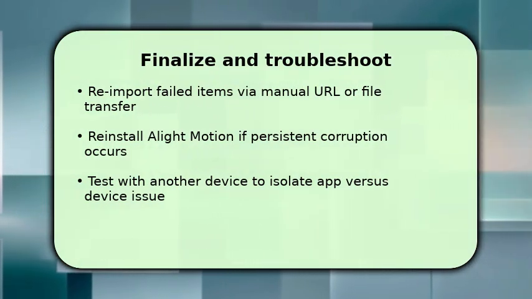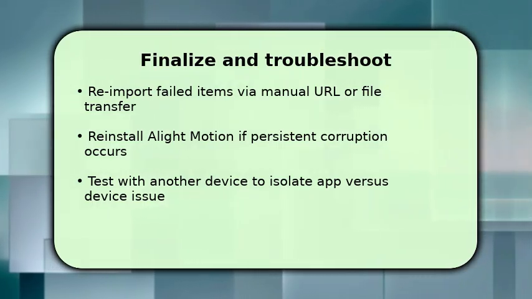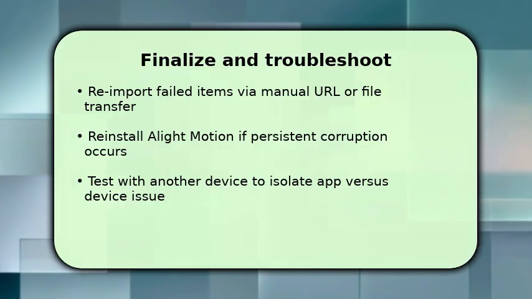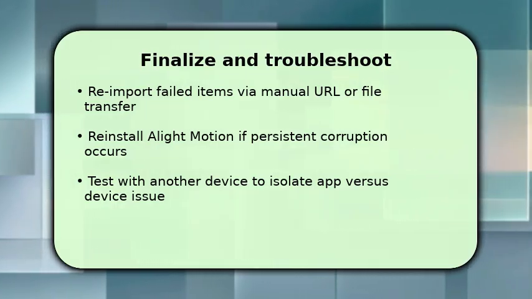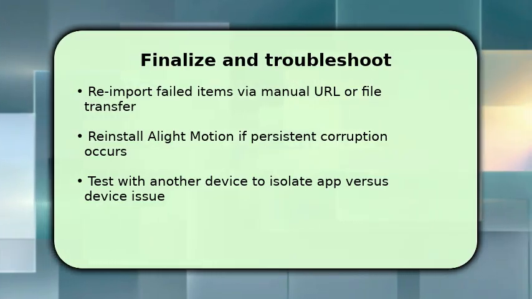If nothing happens, use the QR's URL to manually import or transfer the file via cloud or USB. This bypasses scanner issues. If corruption or crashes persist, clear app data or reinstall Alight Motion, then rescan.